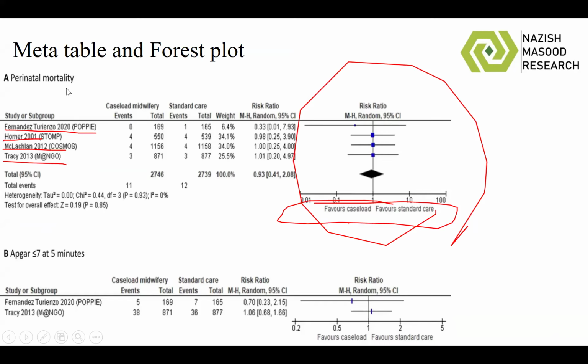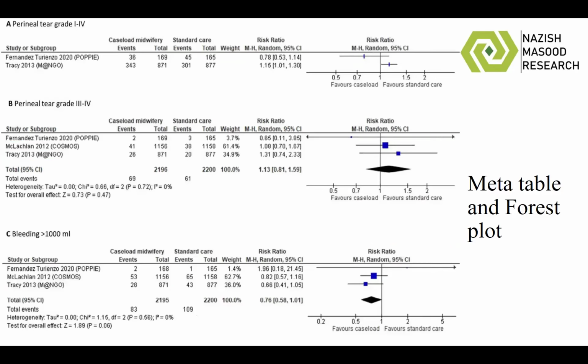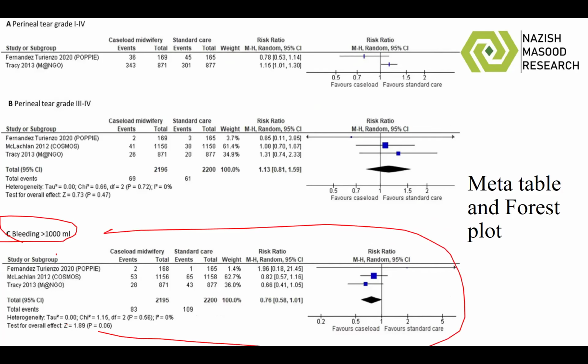For example, you will see one perinatal mortality table with the forest plot. So today we can do another. We can go for maybe this bleeding more than 1000 ml. So more than 1 liter of bleeding after delivery. So we can maybe replicate this today. Okay.